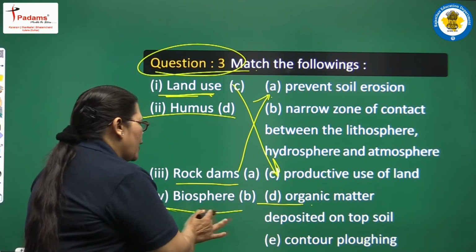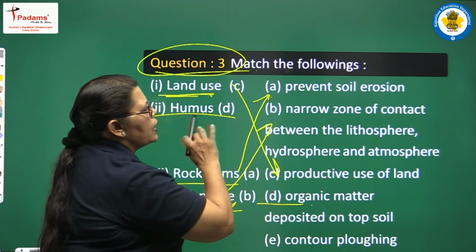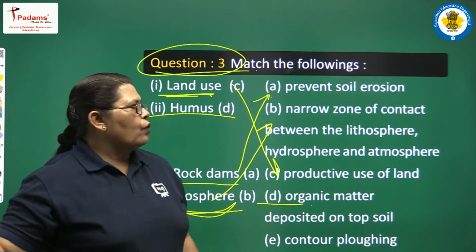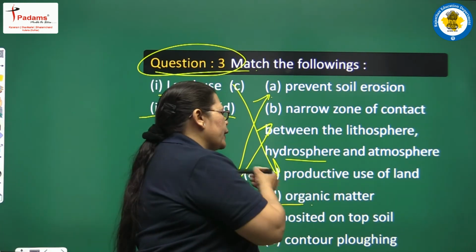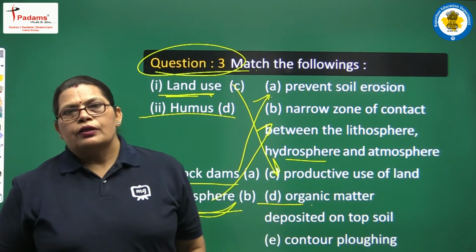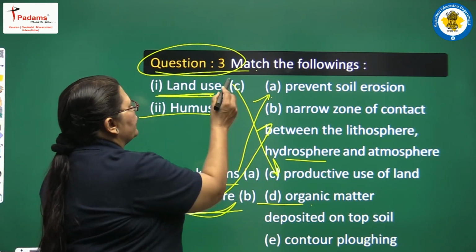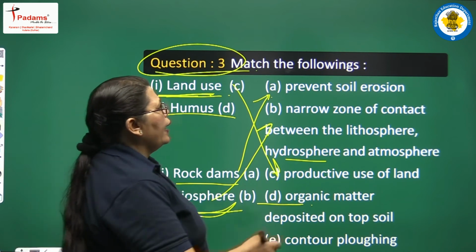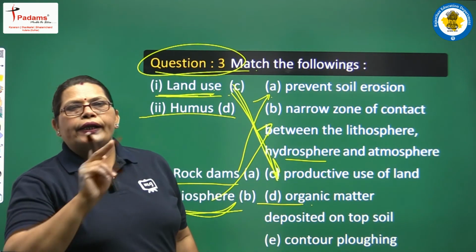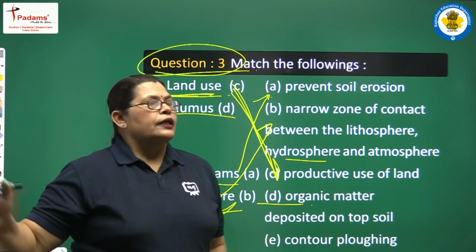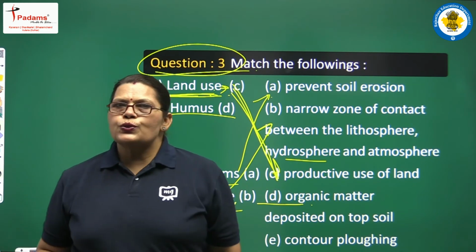Last one is biosphere. What does this biosphere include? It includes the narrow zone of contact between the lithosphere, hydrosphere and atmosphere. So it's your duty that first of all you will write your first point here, and after that you will not put any indication, you will write the answer just in front of this land use. Okay, same with the others also.